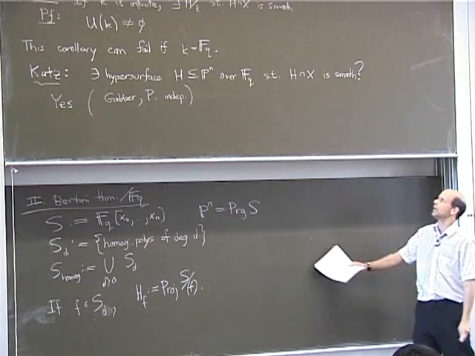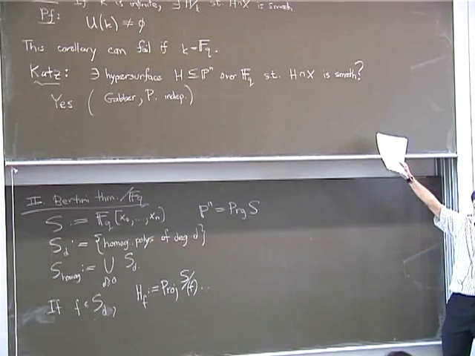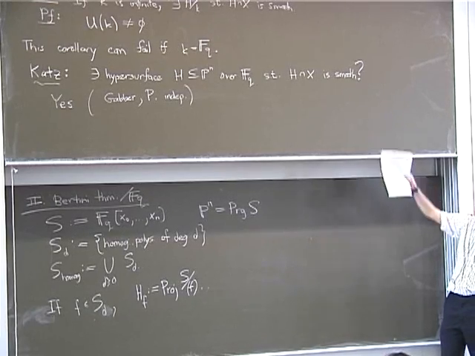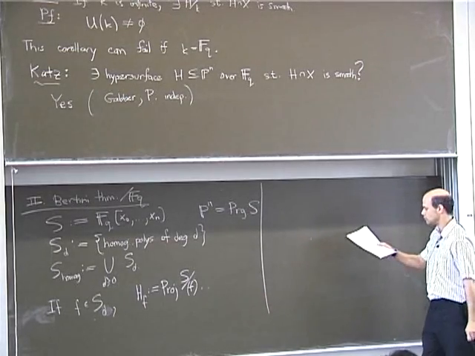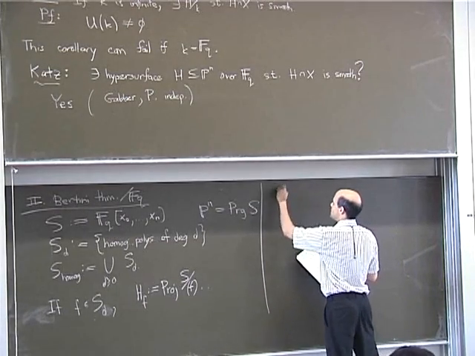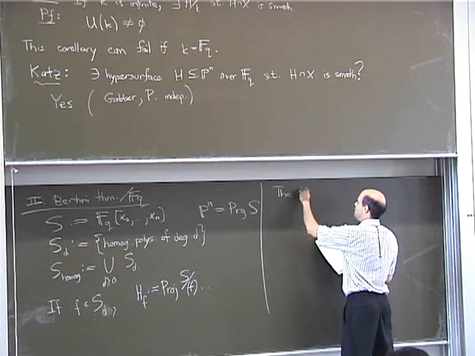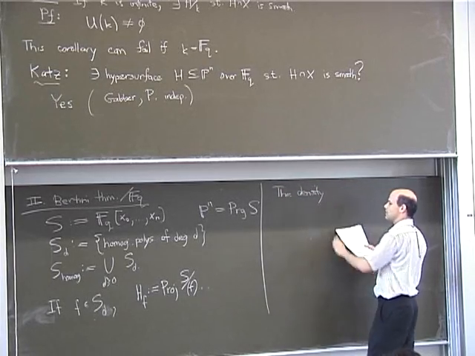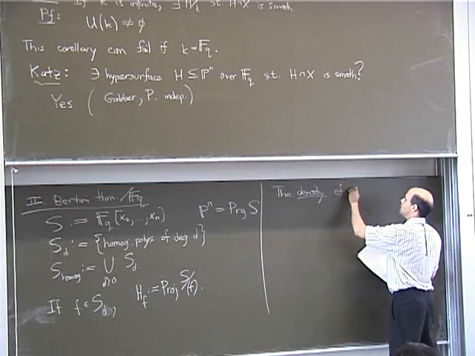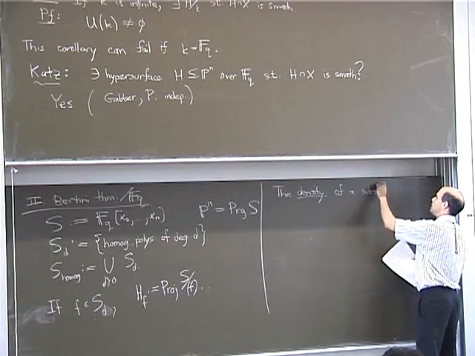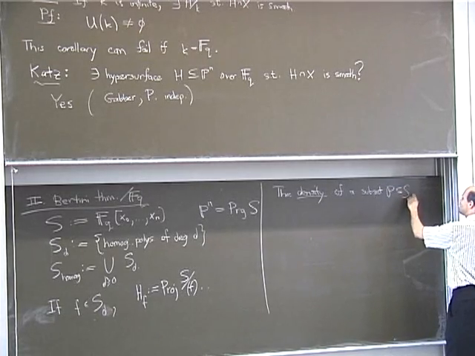And now what I need to do in order to state this theorem in a quantitative way, because I want to say that a positive fraction of hypersurfaces have the good property, is to define the density of a subset. So the density of a subset P in S_homogeneous.